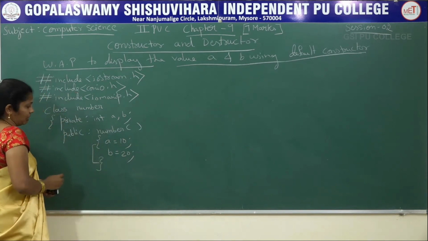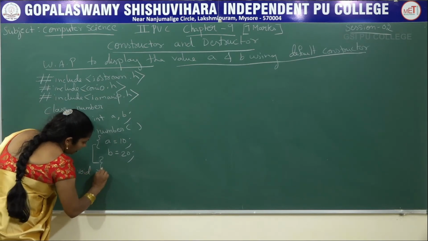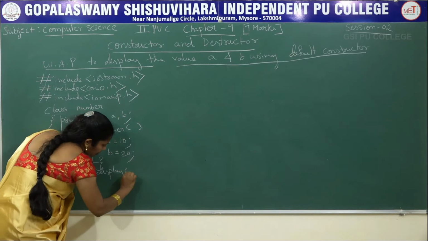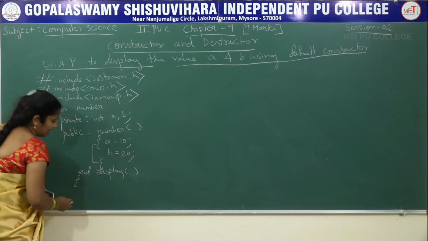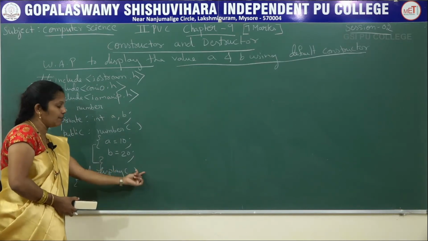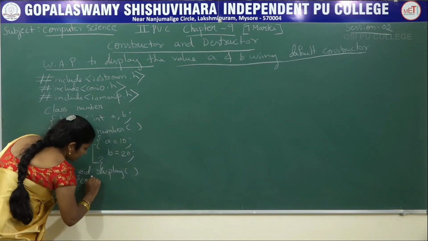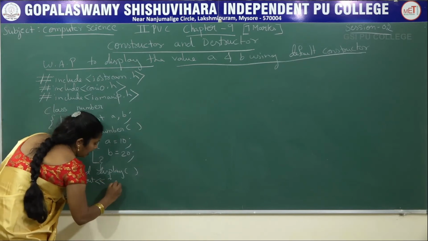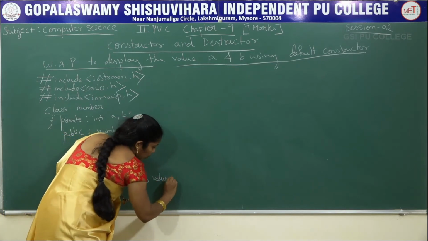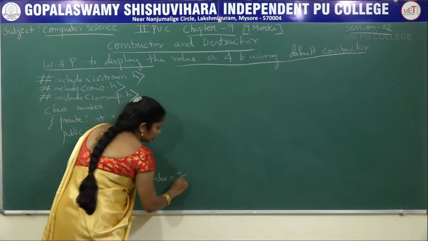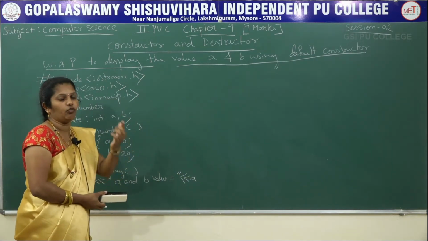Next, I am to write a regular function. I want to display the value. That's why void display function. I just want to display the value of a and b. Inside the class only I am writing the statement, so don't put a semicolon here. What do I want to display? Cout, insertion operator, a and b value equals. Display the value. That is insertion operator, a value it will display. After that, we want to display b value, but in between we need some space.